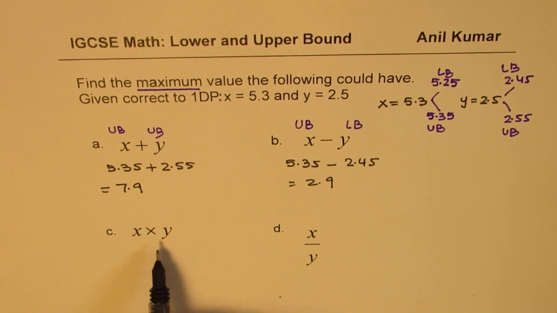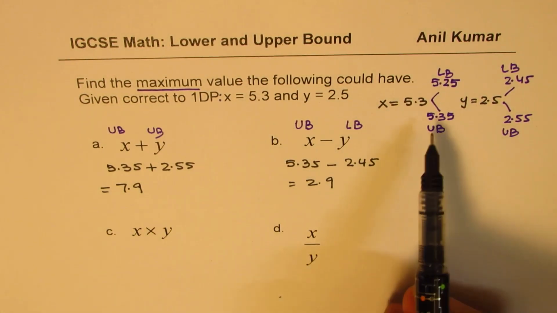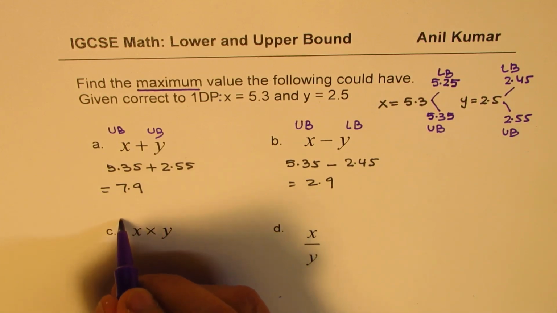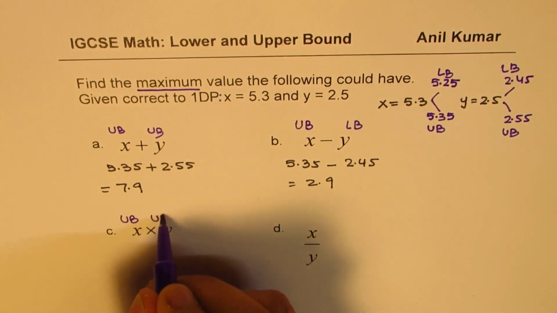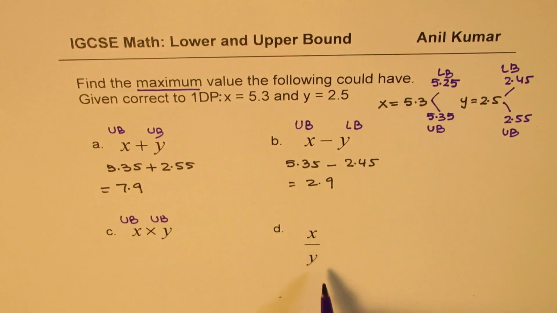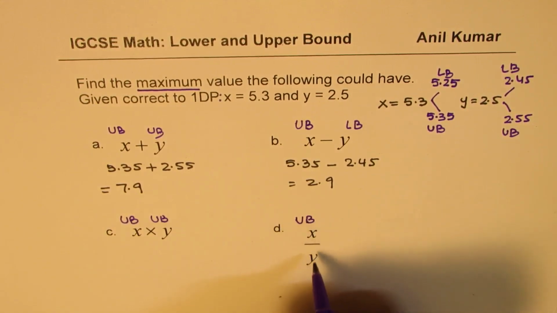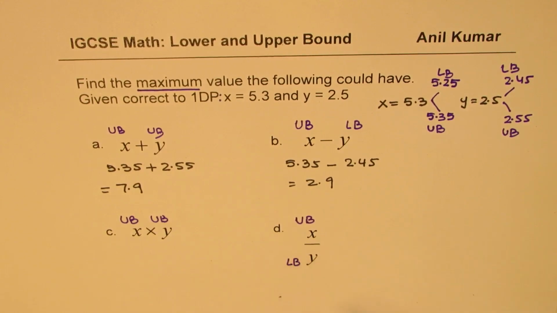Now when you multiply and you want maximum, then you have to take both upper bounds, correct? But when you divide, for the numerator, you should take the upper bound, and for the denominator, you should take the lower bound. Does it make sense to you? So that is how we are going to figure out what could be the maximum value.